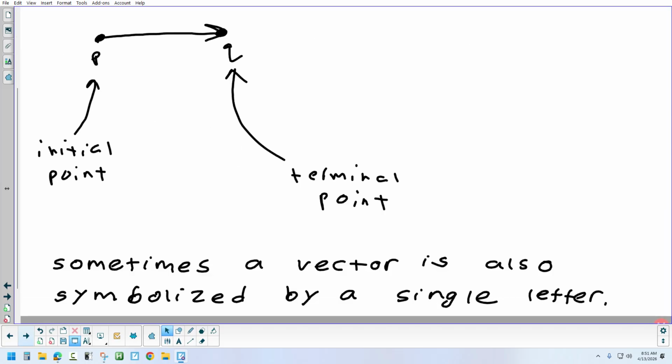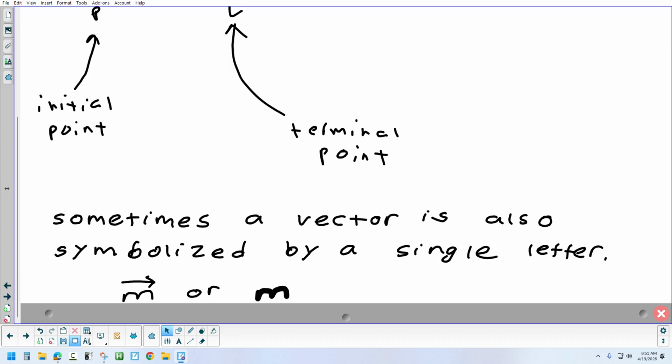Now, one way we can name a vector is just by a single letter. That's generally how they're named. But what do we already use single letters for in math in general? Variables. Right, we already use single letters for variables, and vectors are not variables. They're vectors. So if we're going to use a single letter to name it, we have to make the letter look different than a variable. And there's 2 ways that we can do it.